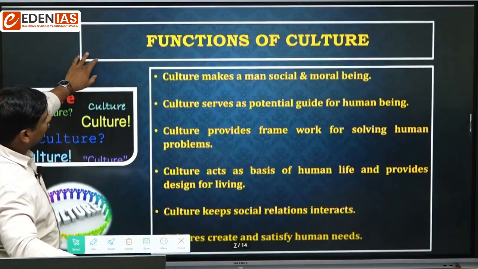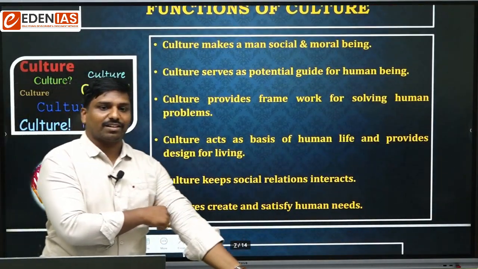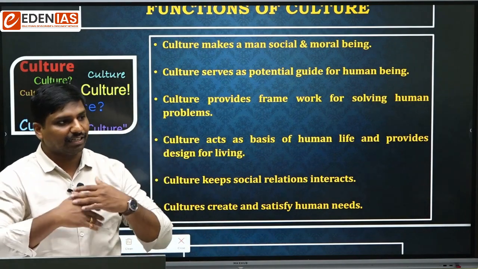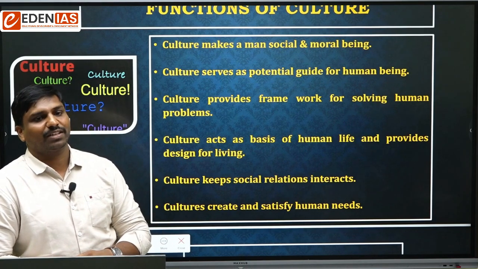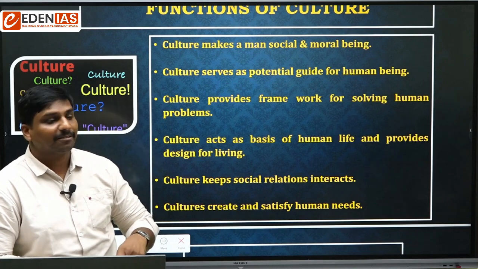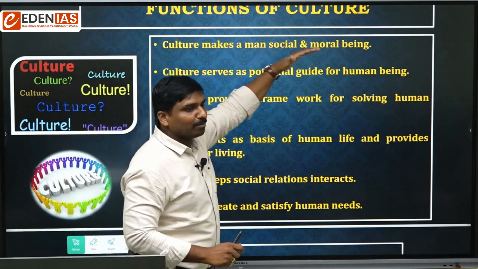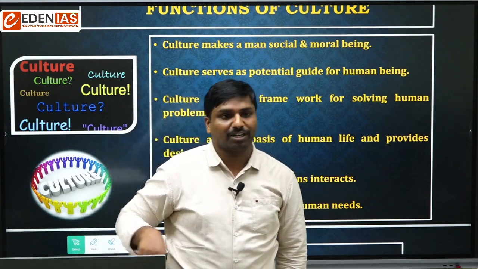Then we have various functions of culture. Functions of culture. That means what would be the ultimate aim of culture? The ultimate function or ultimate objective is that, one thing is that culture makes a man a social and moral being.